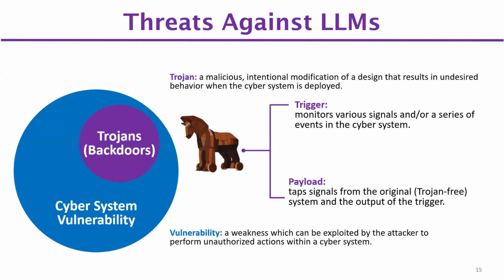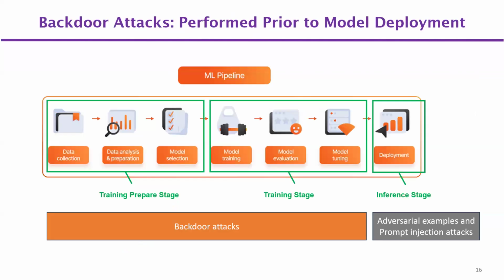In general, a Trojan is defined as a malicious, intentional modification of a design that will result in undesired behavior when the system is deployed. A Trojan contains two basic parts: the trigger part and the payload part. Once the trigger detects unexpected events or conditions, the payload is activated to perform the malicious behavior. So let's take a look at an example, starting with the working procedure of how backdoor attacks can happen.